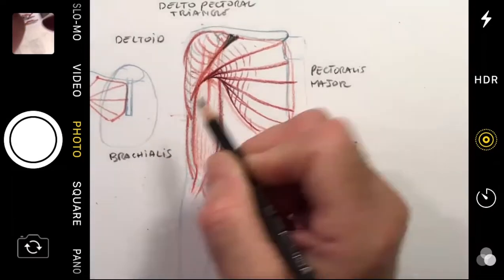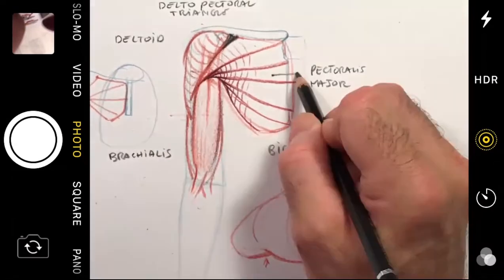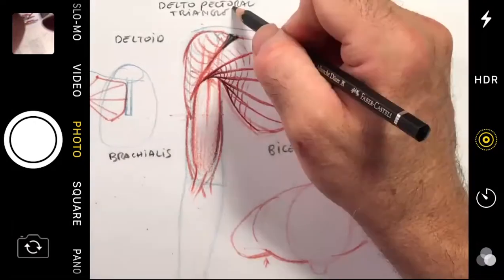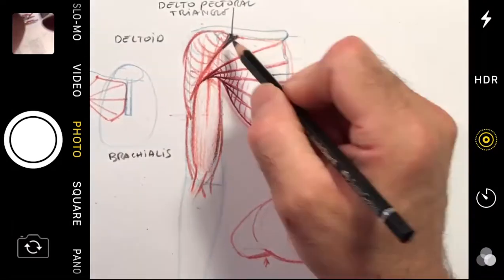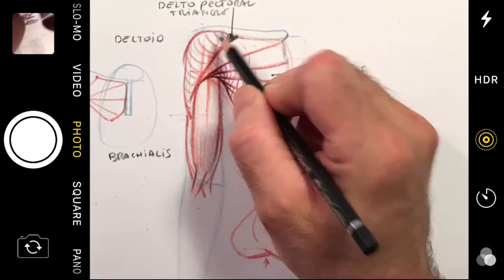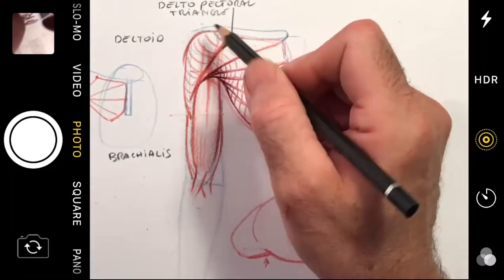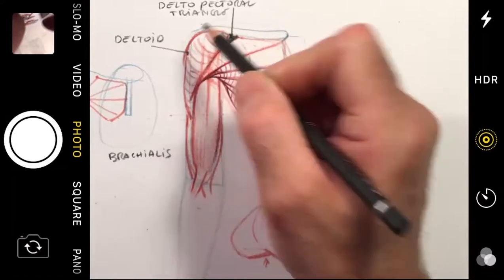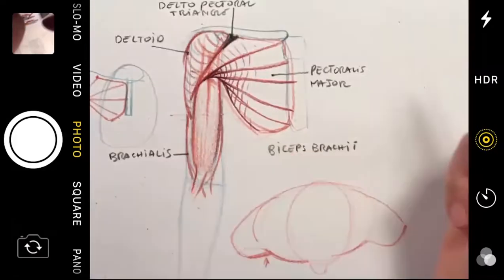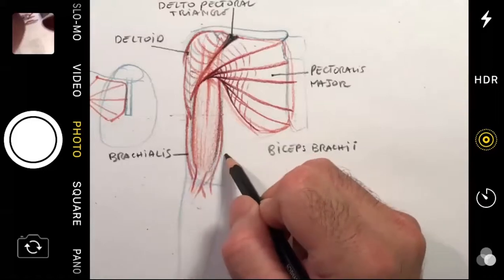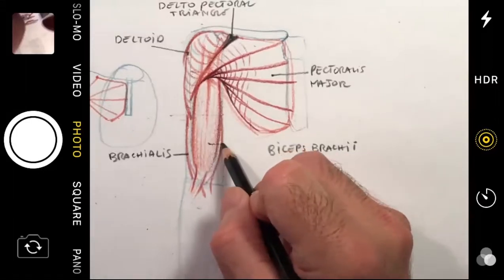So we're gonna put arrows, right? So we know here, deltopectoral triangle here, right? Under here, just next to the deltopectoral triangle, I have the coracoid process, right? So deltoid, brachialis here, right? And here, brachialis is visible on both sides here, and bicep brachii here, right?